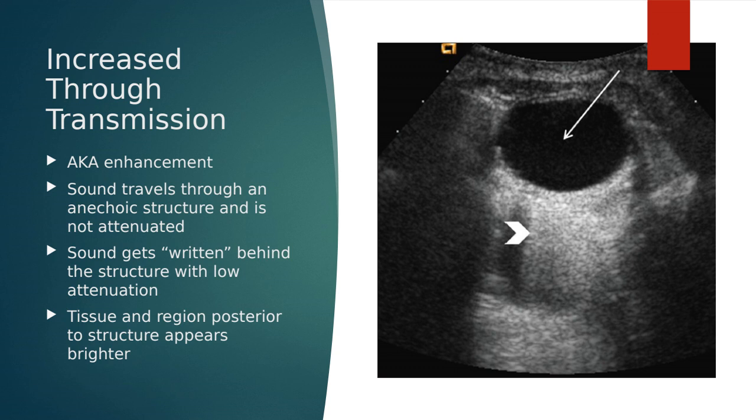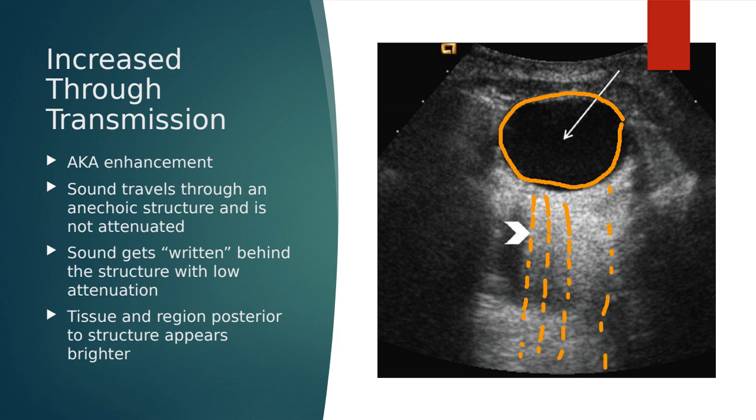So here we have our anechoic structure. This is actually a cyst. This is a fluid-filled cyst. It's anechoic, perfectly black, no internal echoes. Sound can travel very easily right through it. That fluid-filled structure is not going to absorb any of that sound, so that sound is going to continue traveling posterior behind it. It's going to appear very bright behind it. This is all our enhancement.